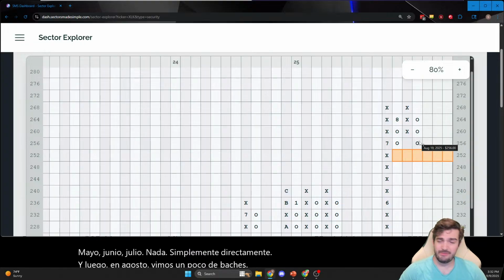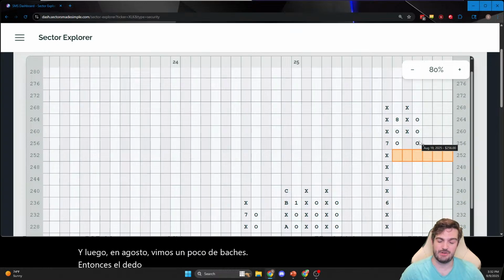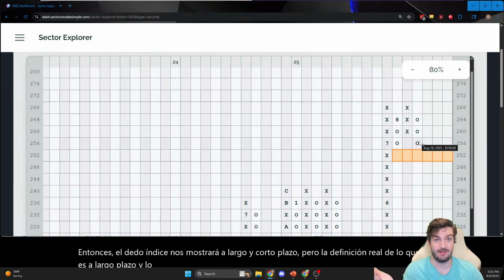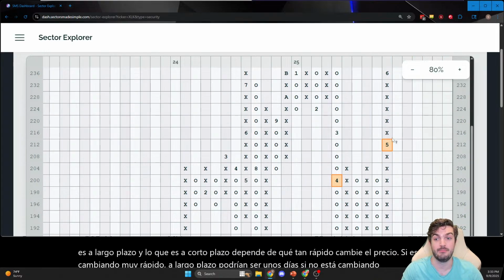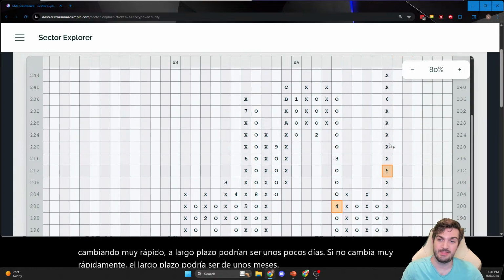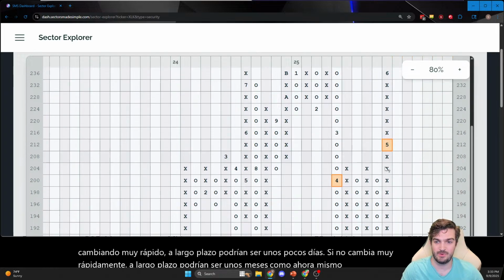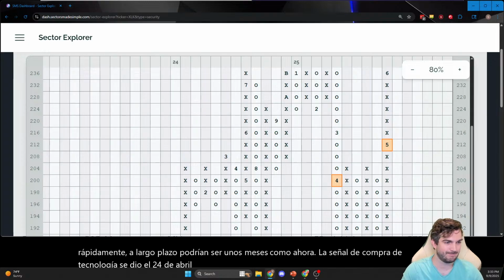So point and figure will show us long-term and short-term, but the real definition of what is long-term and what is short-term depends on how quickly the price is changing. If it's changing really fast, long-term could be a few days. If it's not changing very quickly, long-term could be a few months. Like right now, the buy signal for technology was given on April 24th, 2025.